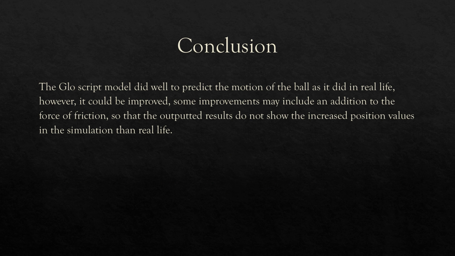Conclusion. The GlowScript model did well to predict the motion of the ball, as it did in real life. However, it could be improved. Some improvements may include an addition of the force of friction, so that outputted results do not show increased position values in the simulation compared to real life.